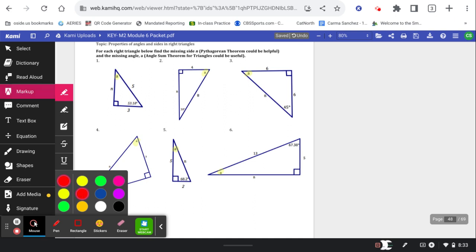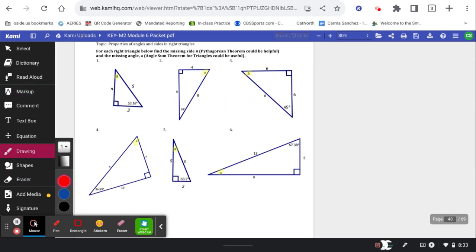And the trick to those is that you have to know, all the triangles add up to 180. The trick is that all these are 90, right? These little squares, so you have those as well.